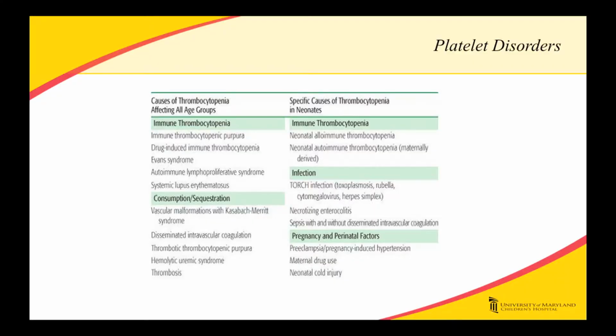This is just a nice table. This is ITP in all age groups. Consumption, sequestration, you have to think about that. The immune thrombocytopenia is at birth, we talked about, allo versus autoimmune. Infections, necrotizing enterocolitis, sepsis, and then preeclampsia, maternal drug use, and neonatal colon injury.